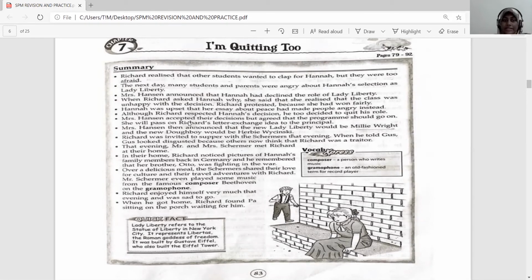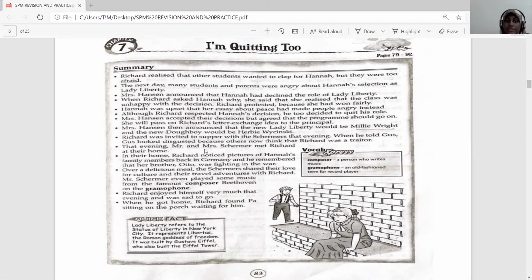Mrs. Hanson accepted their decision but agreed that the program should go on. She will pass on Richard's letter exchange idea to the principal. Mrs. Hanson then announced the new Lady Liberty would be Millie Wright and the new Duff boy will be Herbie. Alright, so there's two new characters. And then Gus looked disgusted because others now think Richard was a traitor. So Gus was totally disgusted with Richard, right? He doesn't like the decision of Richard.